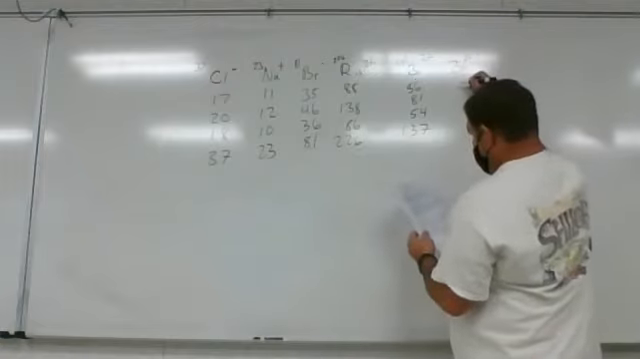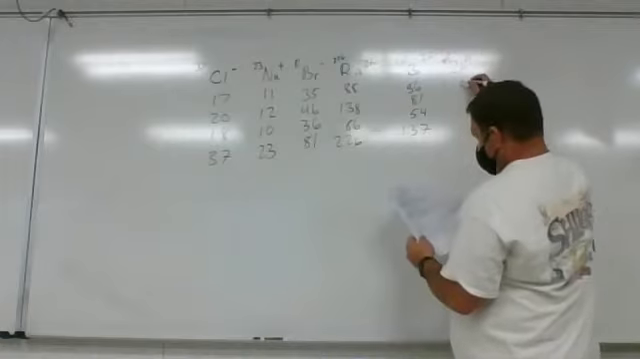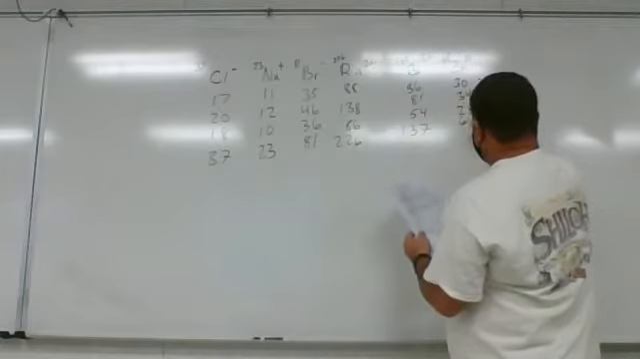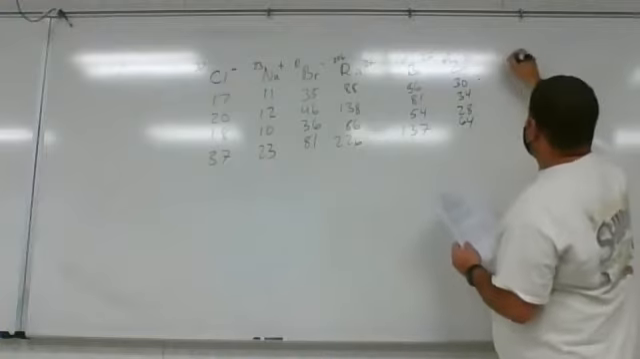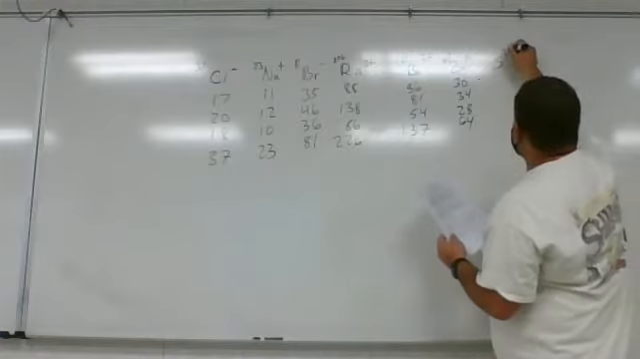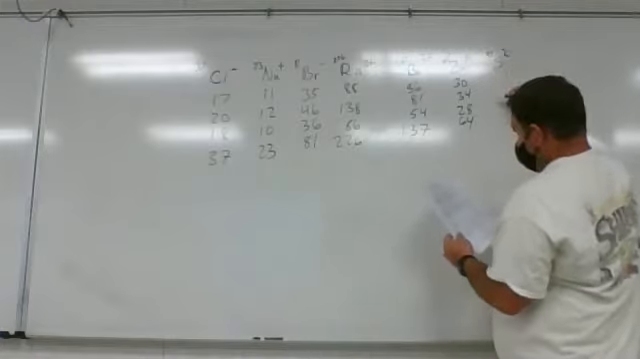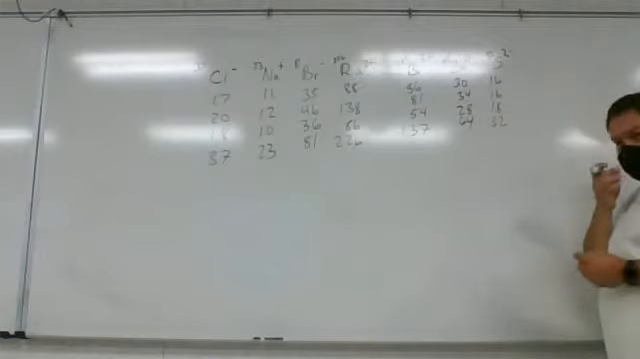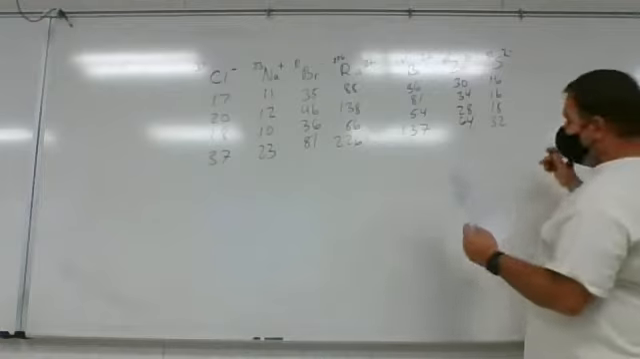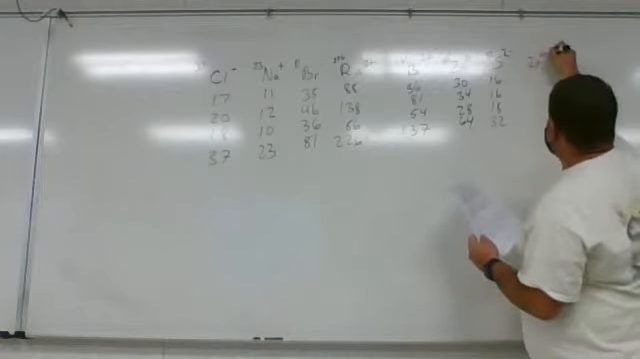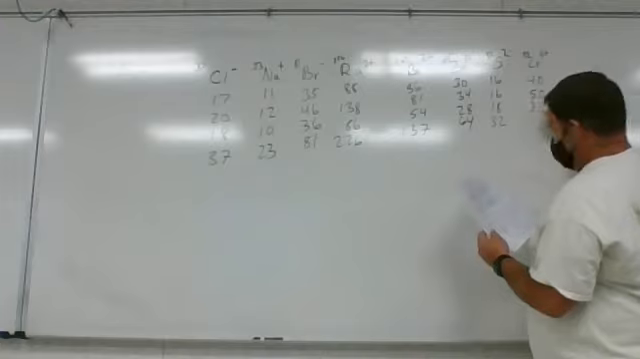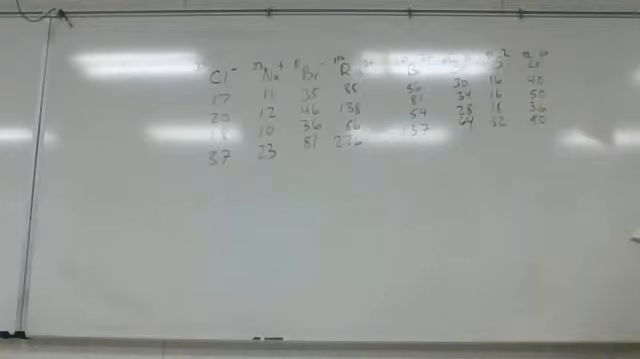Zinc 2 plus, 64 is the mass number, 30, 34, 28, and 64. All right. And then sulfur 2 minus, mass number 32, should be 16, 16, 18, and 32. And then finally, the very last one, zirconium 4 plus, 90 is the mass number. So we got 40, 50, 36, and 90. All right, any questions?